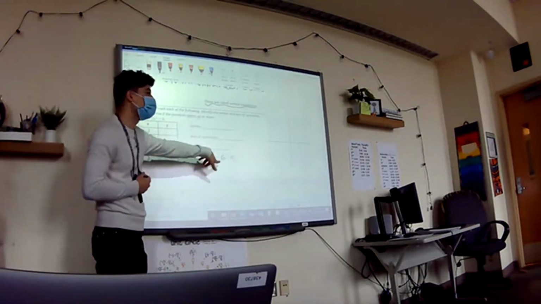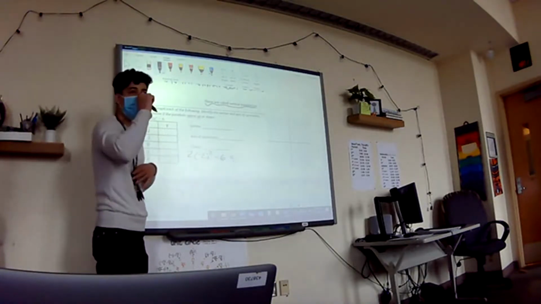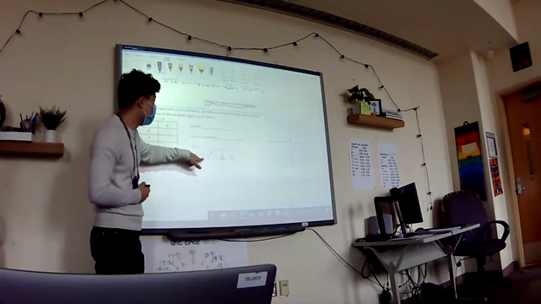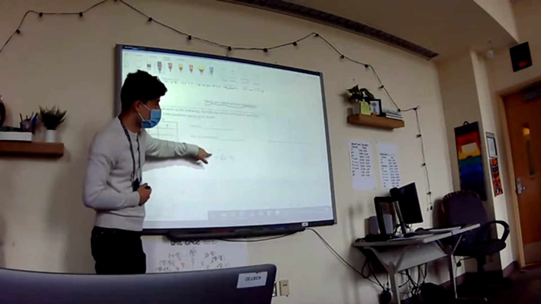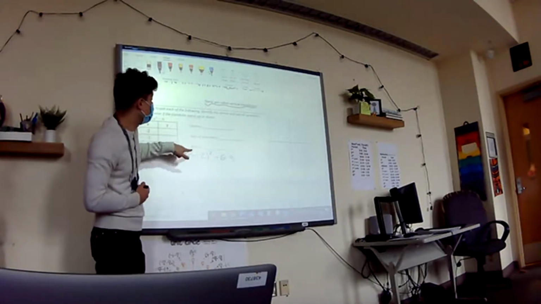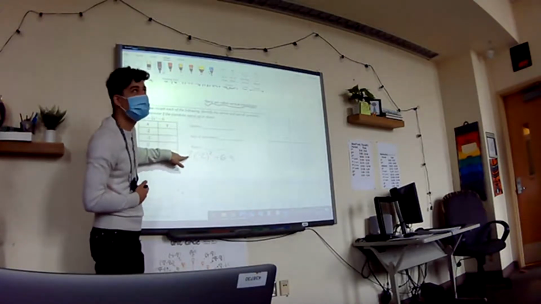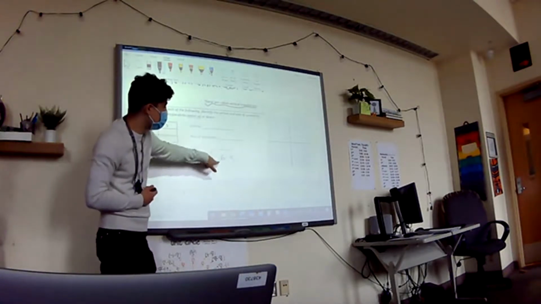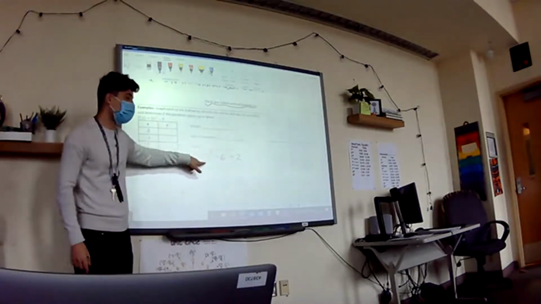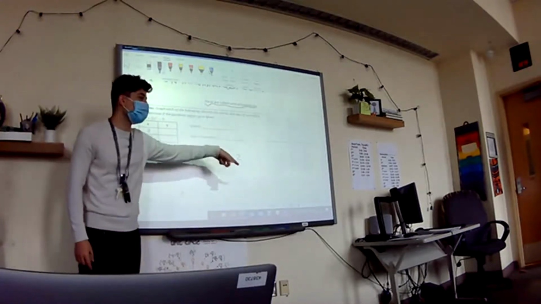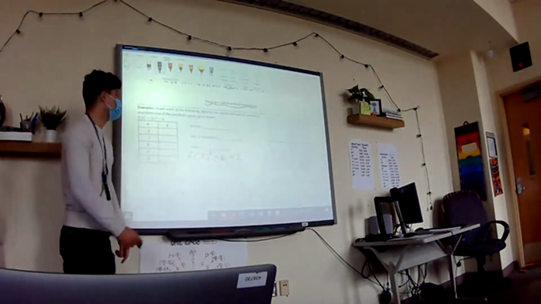So watch this. PEMDAS says do the squared first. So -2 squared is 4, times 2 is 8, and then minus 6 would be 2. So correct. You should get 4 first, then times 2, then minus 6. You get 2 at the end.